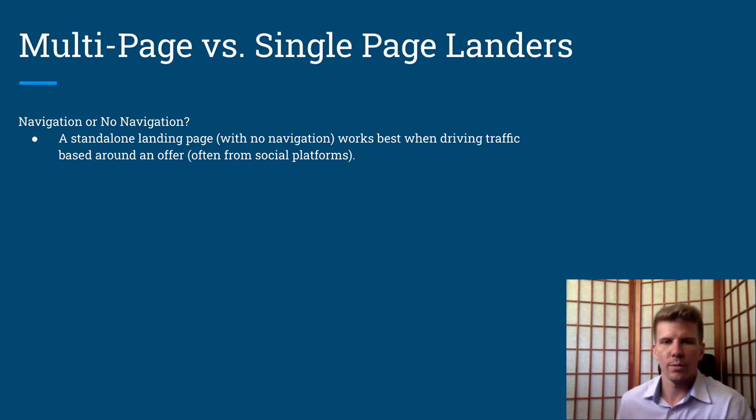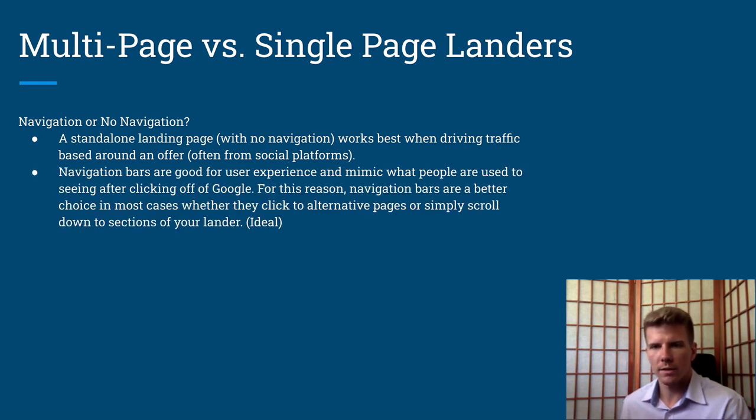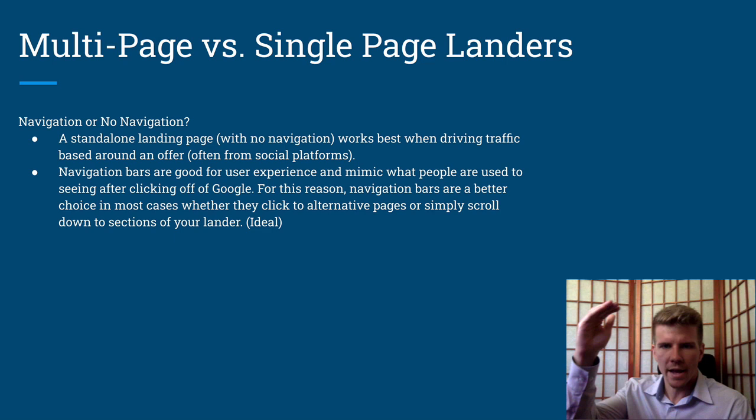And so in which case people just want to act very quickly. But navigation bars I find to be better, even if they are just dropping down to certain sections, because they mimic what most people are used to seeing from Google. So most websites that you come from on Google have navigation bars. And so for this reason, you don't want to stick out from everybody else. You want to actually look like all the other businesses, and it makes you look like more of a legitimate business. Once again, even if those navs jump down to a section of your one-page lander.